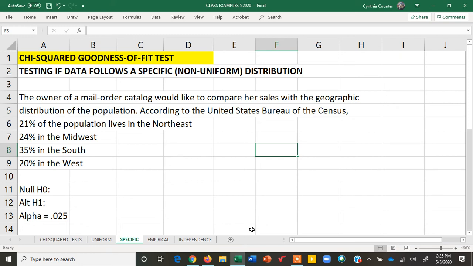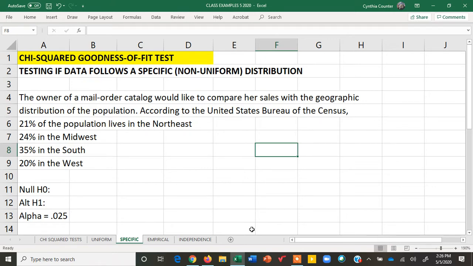Hello everyone. In this video, I am going to show you how to conduct a chi-squared goodness of fit test for a non-uniform distribution. So a distribution that is specific but non-uniform.